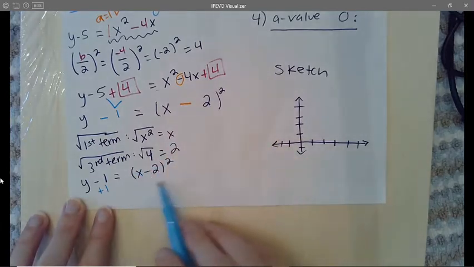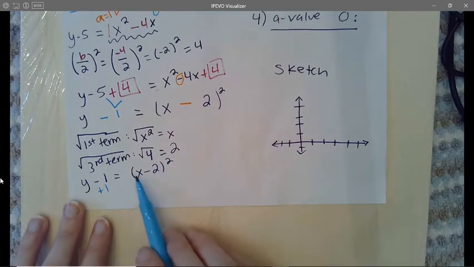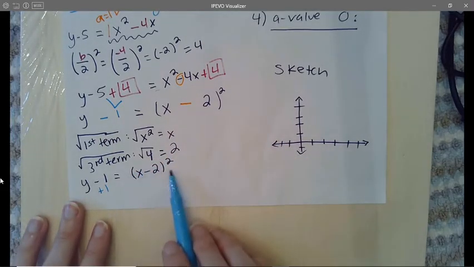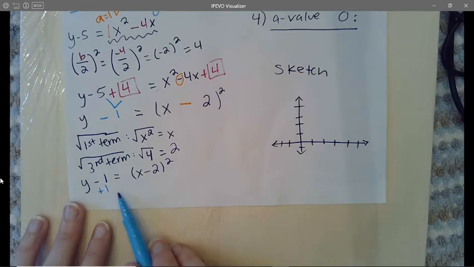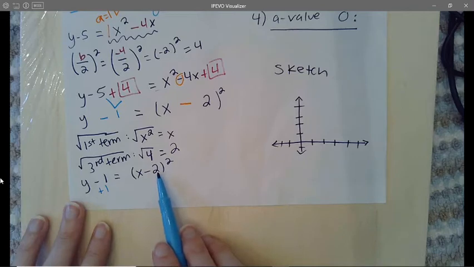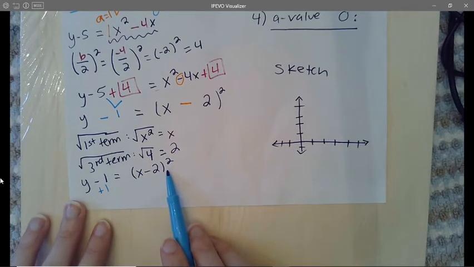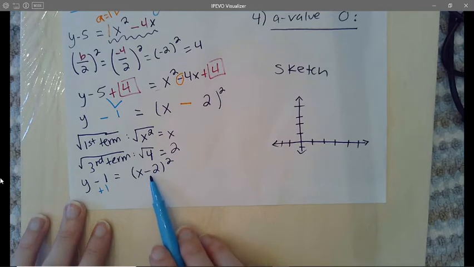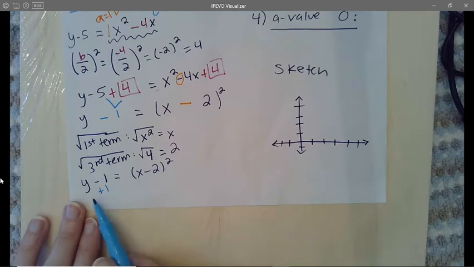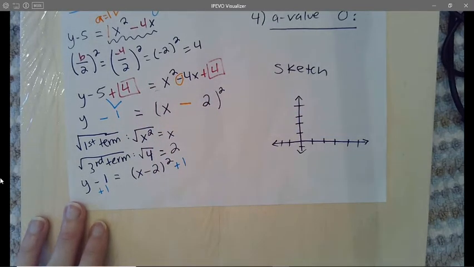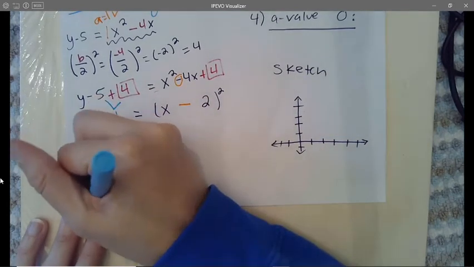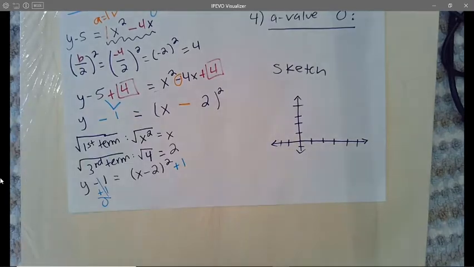And I can't really add 1 to these, you guys. X minus 2 is all being squared, so that's like all one term. I can't squeeze the 1 in the parenthesis because this parenthesis is being squared, and adding 1 inside the parenthesis is going to drastically change that value. So when you add this to the other side, you're just going to add it onto the end like that. Negative 1 plus 1 will cancel and turn to 0.